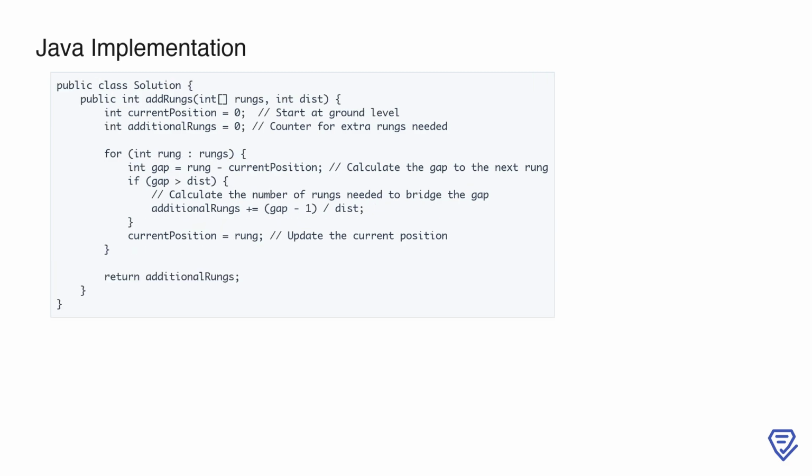This is the Java implementation of the LeetCode problem Add Minimum Number of Rungs. The logic mirrors the Python implementation but uses Java's syntax and type system. Key differences include explicit type declarations, the use of Java's primitive types, and the absence of Python-specific constructs like list slicing. The method iterates through the rungs, calculates the gap to the next rung, and determines how many additional rungs are needed to ensure the gap does not exceed the maximum allowable distance.